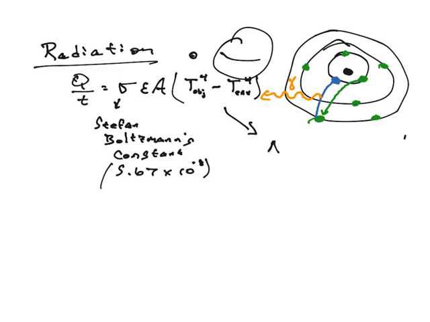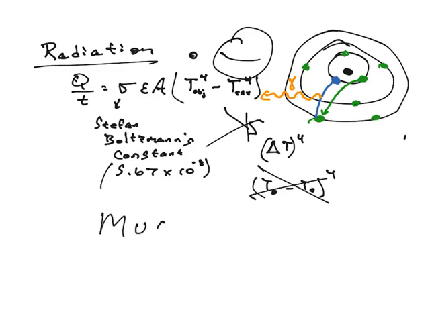Now, note, this is not delta T to the fourth power. It's not that. That would be T object minus T environment to the fourth. That's not what this is. If it were, then I could use Celsius. I could say the temperature of the object in Celsius minus the temperature of the environment in Celsius, and then I take the fourth power. Unfortunately, it's the temperature to the fourth power minus the temperature to the fourth power. So I do have to convert. Must use Kelvin.